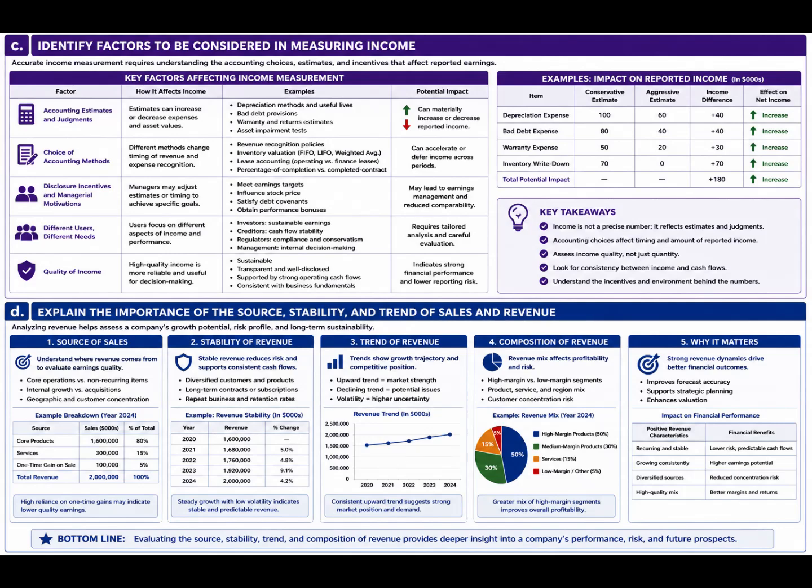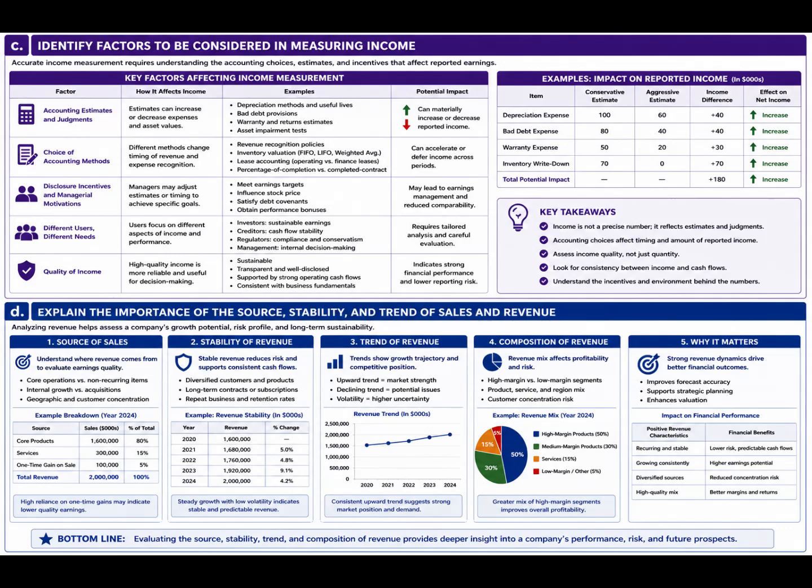D. Explain the importance of the source, stability, and trend of sales and revenue. Revenue is a primary driver of profitability and long-term sustainability. Analyzing the source of sales, core operations versus one-time transactions, helps assess earnings quality and recurring performance potential.